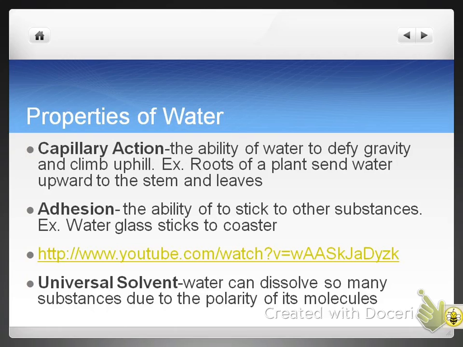Adhesion. Especially in the summer when it's warmer, you might have a glass with a lot of condensation, a lot of water drops on the outside, and it's sitting on a coaster on the table, and you pick it up and the coaster comes with it. That ability of water to stick to other materials is called adhesion. And we're going to pause right here and see a little video clip as well.